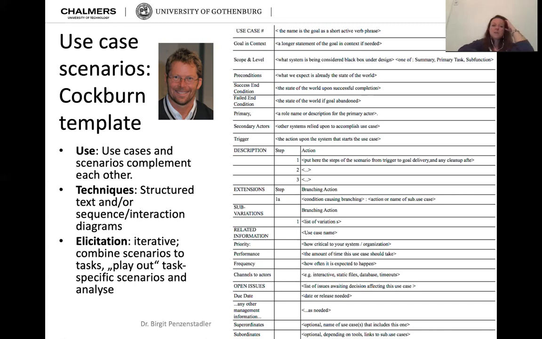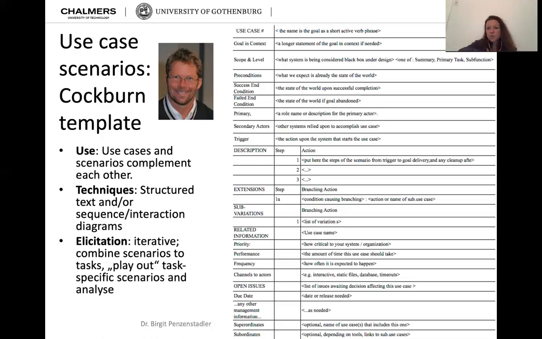So what do we see here? We see a textual description, and then let me quickly point out the bullets to the left. So use cases and scenarios complement each other, and we can use either structured text or we can use sequence or interaction diagrams.